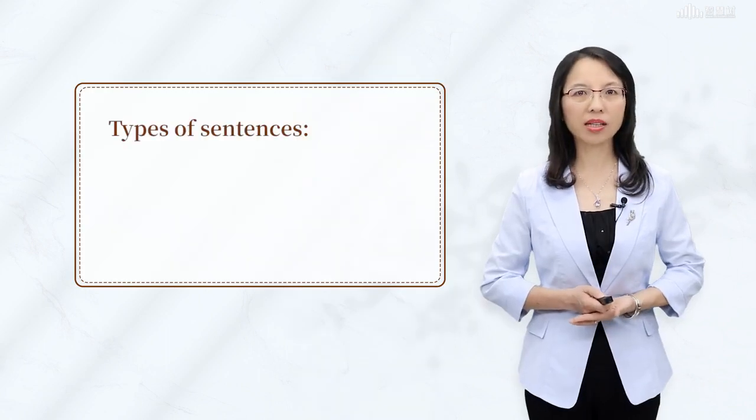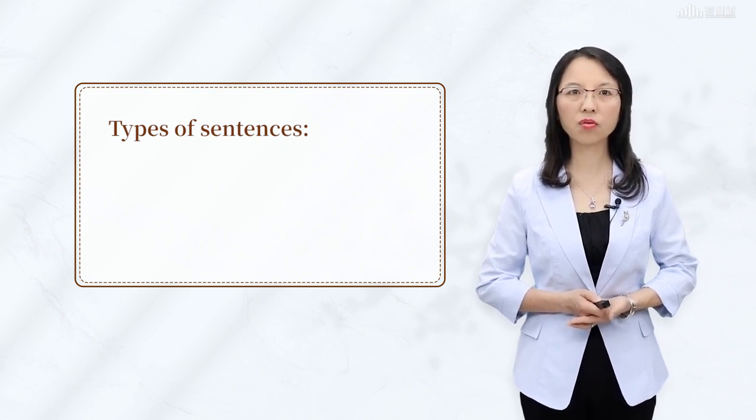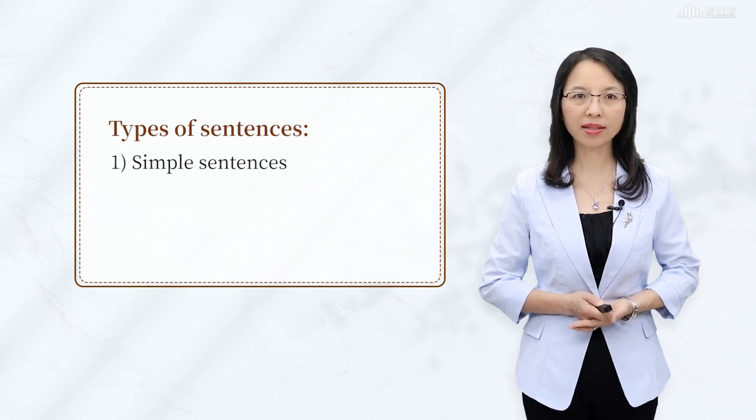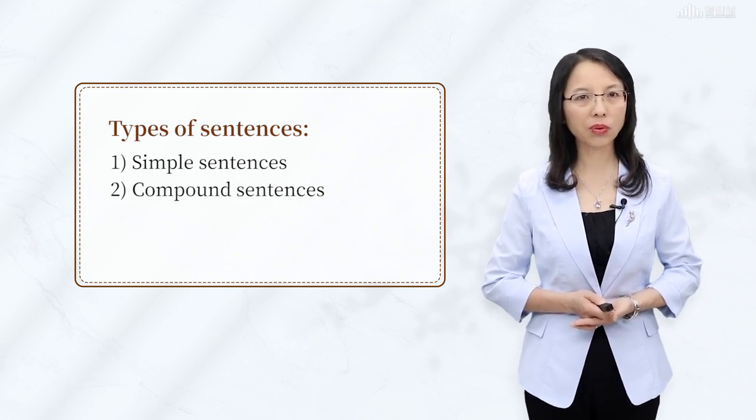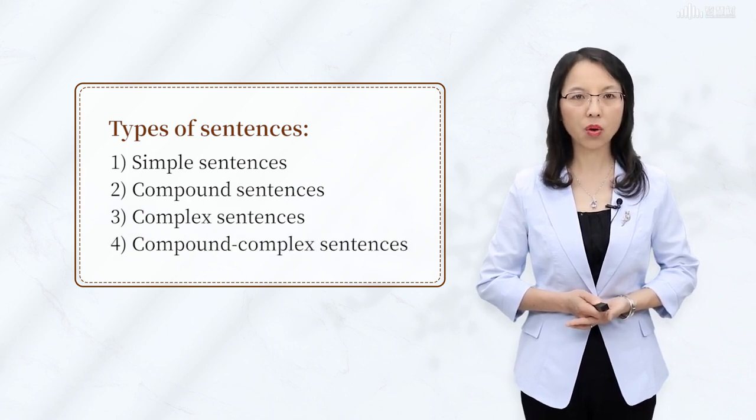Now, you know there are two kinds of clauses. Do you know how many kinds of sentences there are? Depending on their structure, English sentences can be classified into the following four types. 1. Simple sentences. 2. Compound sentences. 3. Complex sentences. 4. Compound complex sentences. By learning these sentence types, you can add complexity and variation to your sentences. Now, let's look at them one by one.